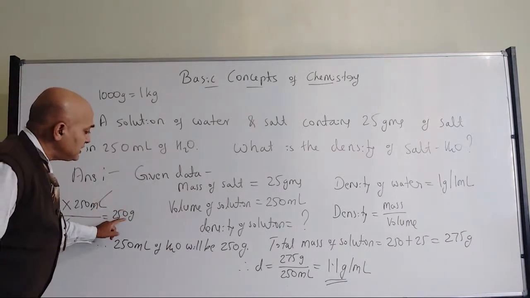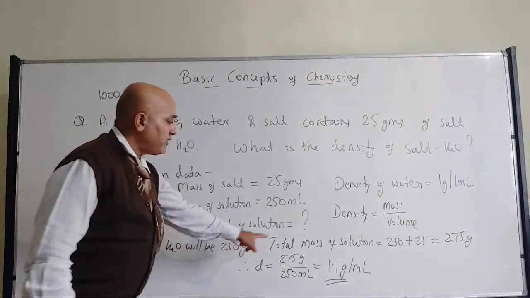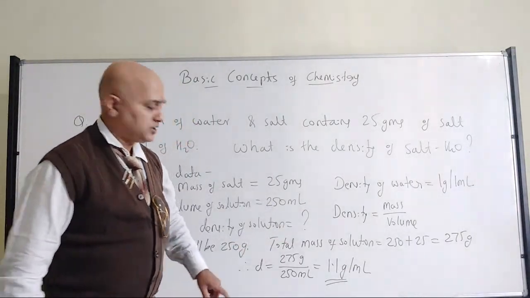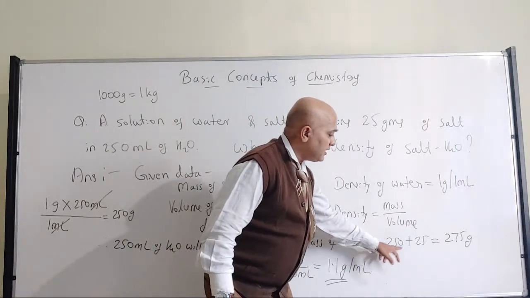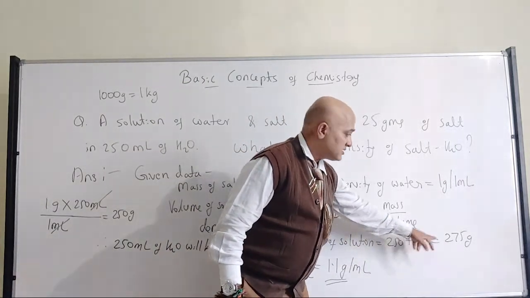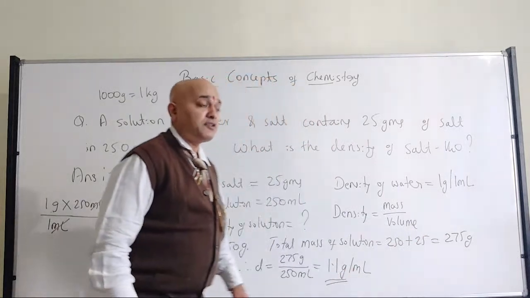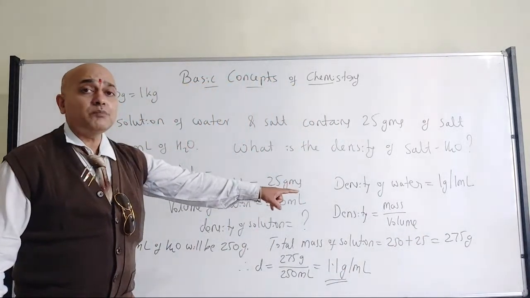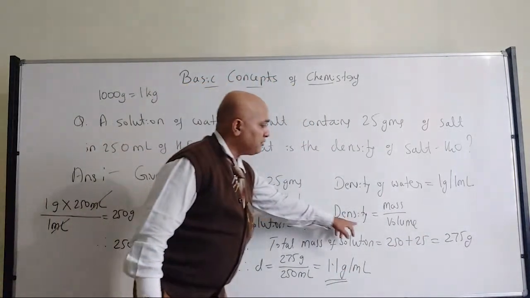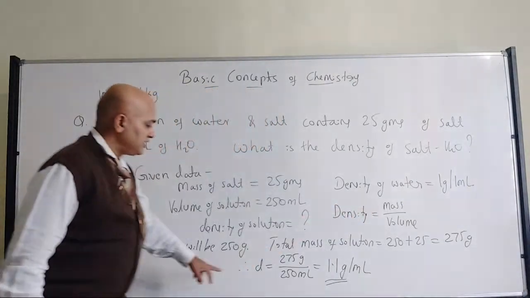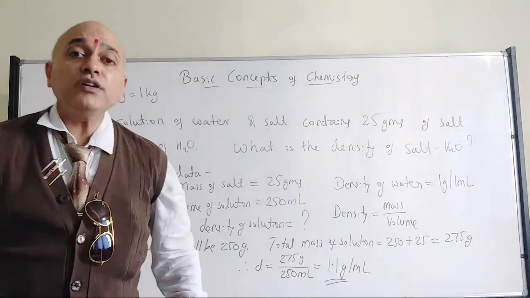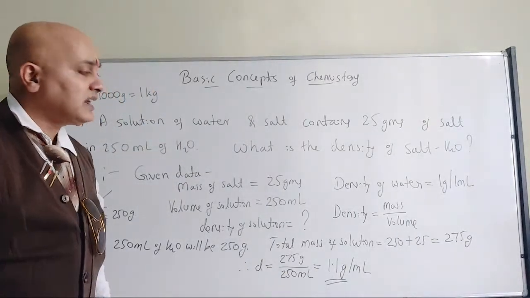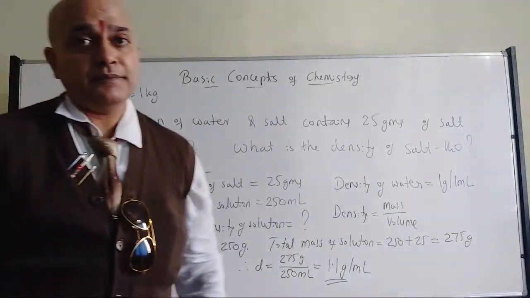Now substitute this value to find out total mass of solution. So total mass of solution will be equal to water plus salt. So that is nothing but 275 gram. So that is the total mass of solution. Now that one we can include here in this equation to find out the density. So therefore we have got 1.1 gram per ml.